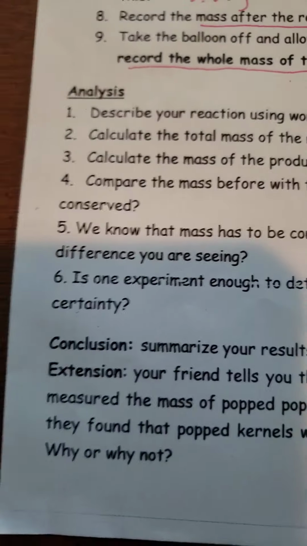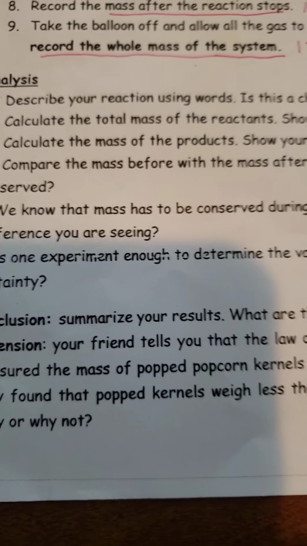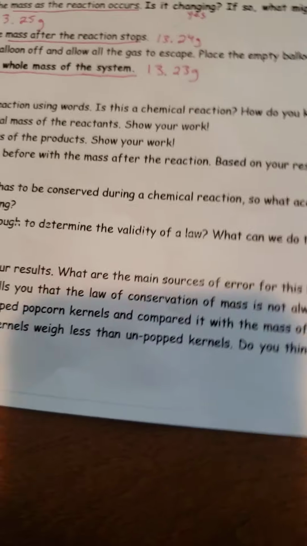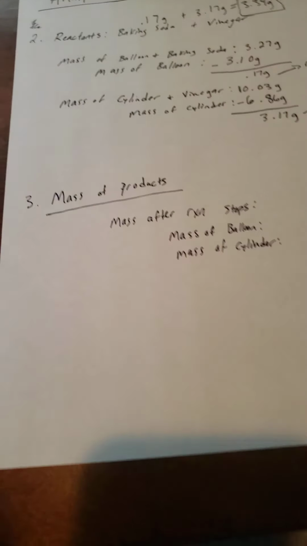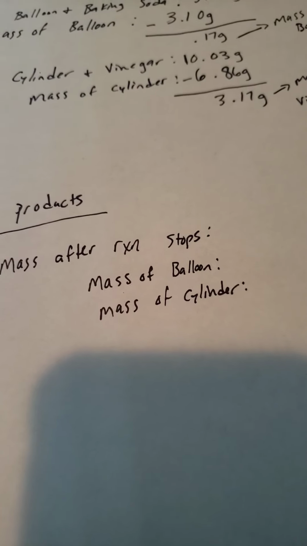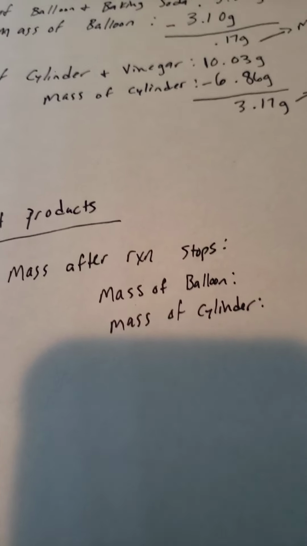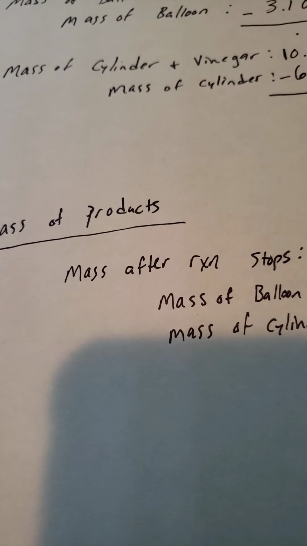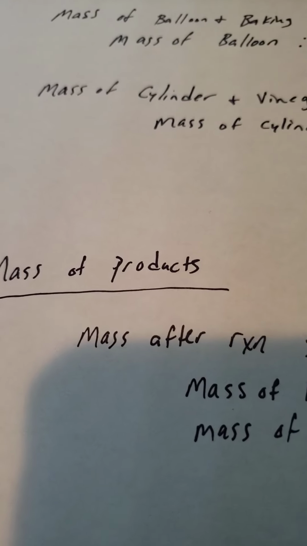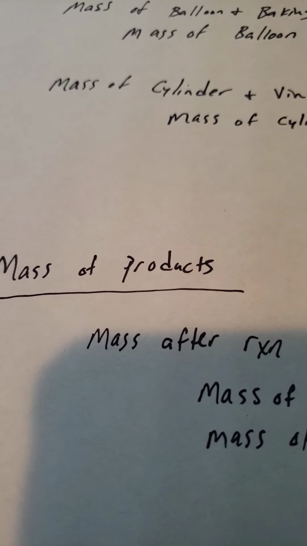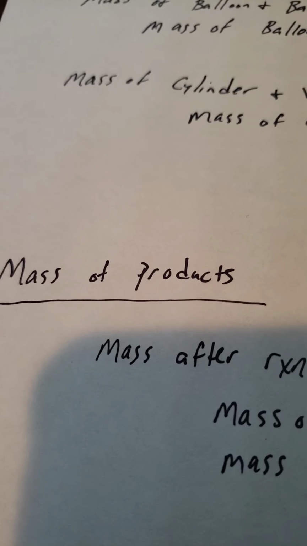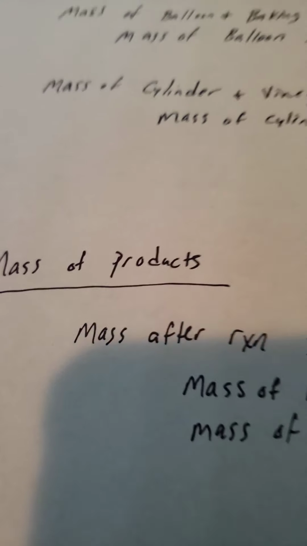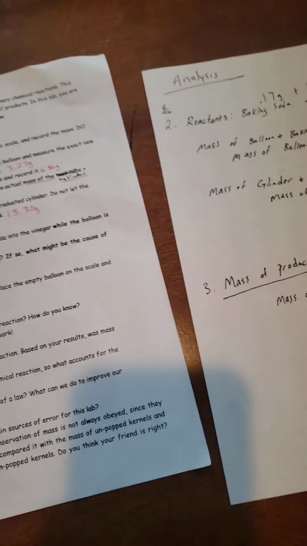Now, number 3 on analysis. It says, calculate the mass of the products. Show your work. Now, the products is essentially everything that is produced from this reaction. So, by mixing the vinegar with baking soda, we're going to get some sodium acetate, we're going to get some water, we're going to get some carbon dioxide.